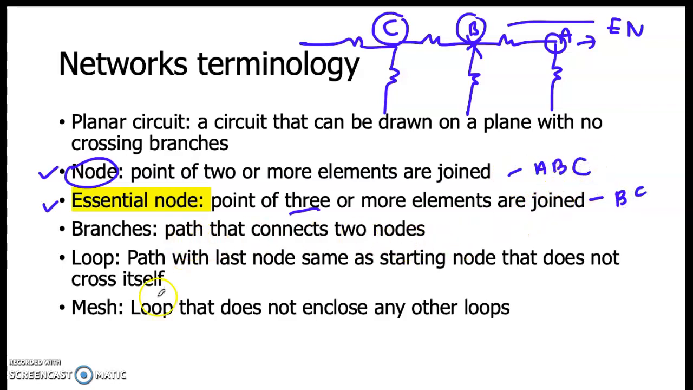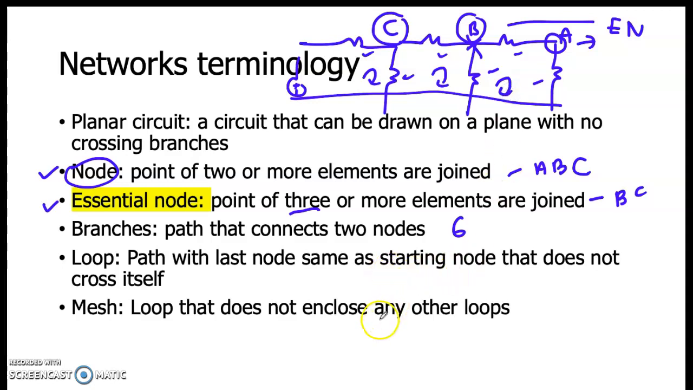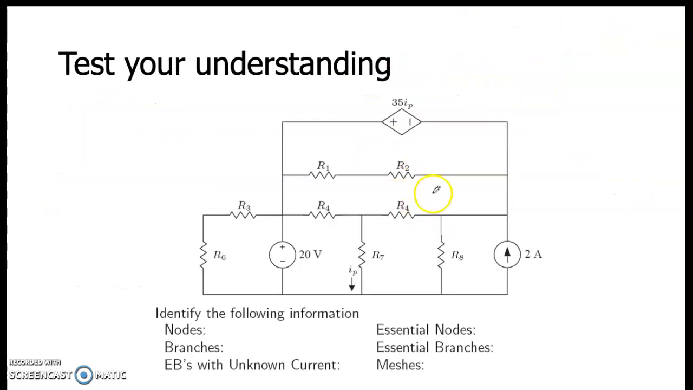Branch. What is a branch? It is an element that connects two nodes. How many branches do we have here? 1, 2, 3, 4, 5, 6 branches. How about the loop? Let's say I complete these circuits: 1, 2, and 3 loops. And a mesh is a loop that does not enclose any other loop. What does this mean? You need to go back to what we call planar circuits.